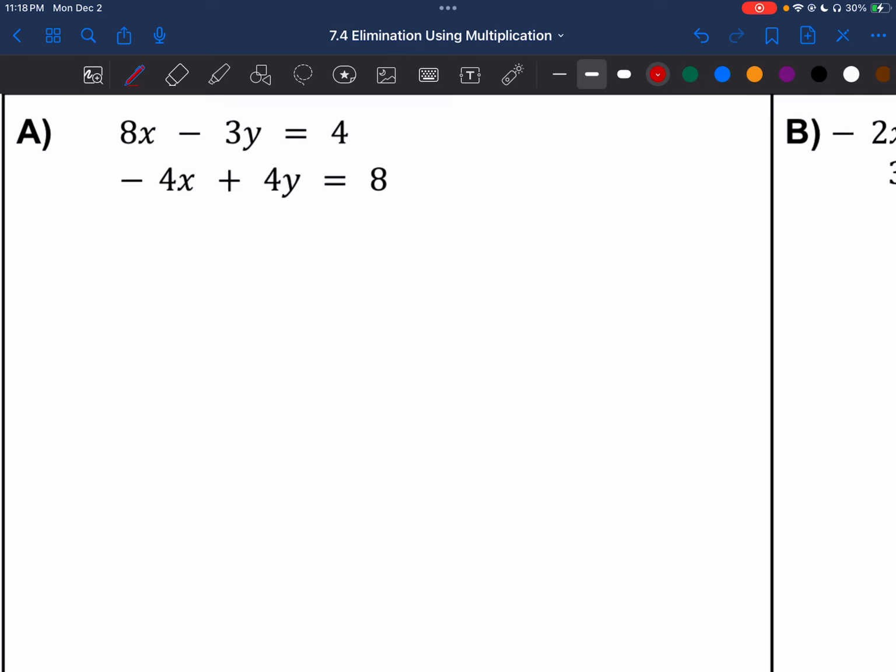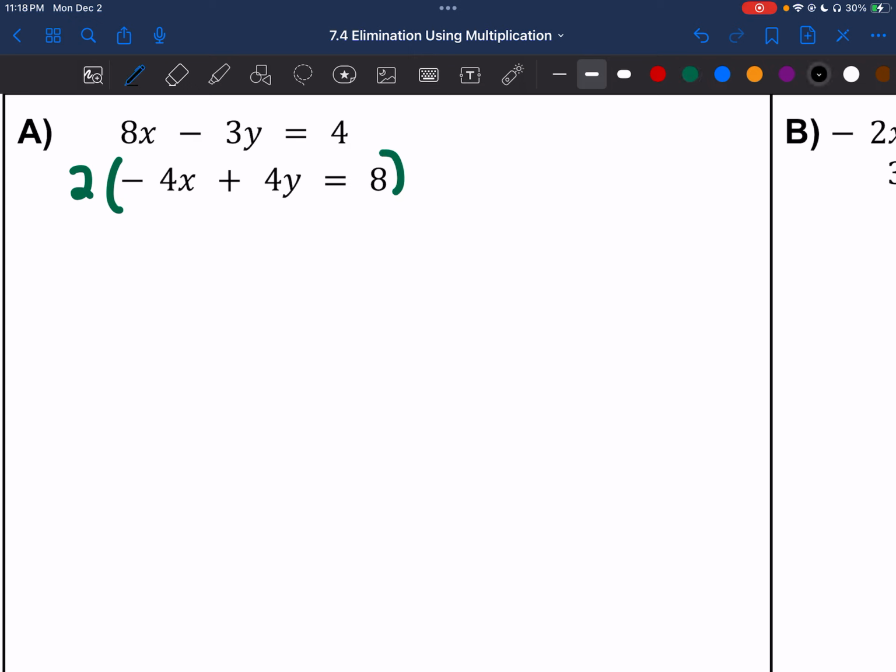All right, now let's look at letter A. As I'm looking at this, I see that 8x and negative 4x are opposite signs, and that bottom equation is something that I could easily multiply by to get it to be an additive inverse of the top. So I'm going to multiply the bottom equation by 2.